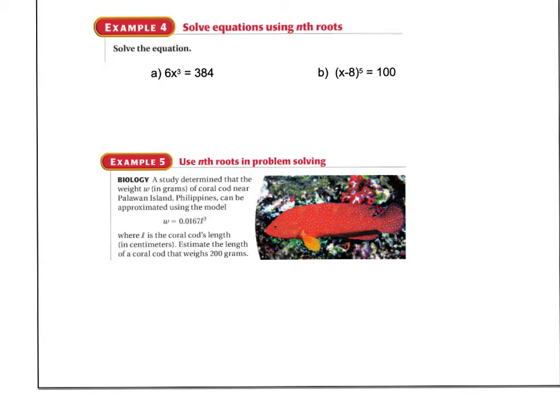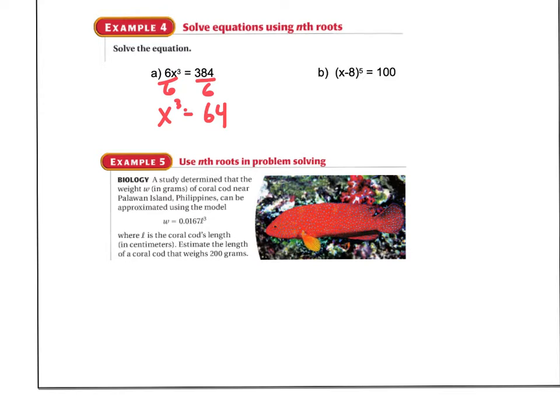For example 4a, you have this equation, and as normal when we had square roots, you always needed to isolate the variable, and then at the end we're going to take care of that cube root. So our first step here is to isolate the x cubed, and so we would divide by 6 to begin with, both sides, and we end up with x cubed equals 64. Well, what would we do now?